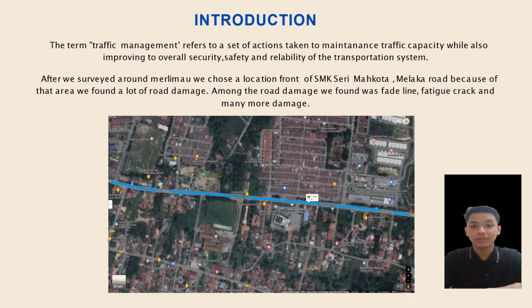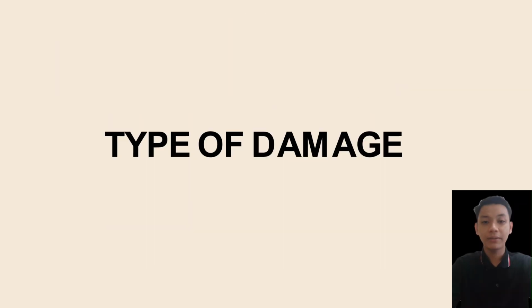After we surveyed around Merlimau, we chose our location at SMK Sri Mahkota, Melaka Road, 299 Speed Mart, Kampung Pulai, because in this area we found a lot of road damage. Among the road damage we found were a traffic light malfunction, animal carcasses, and many more. Types of damage we found at our site.